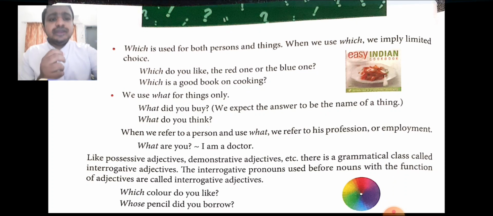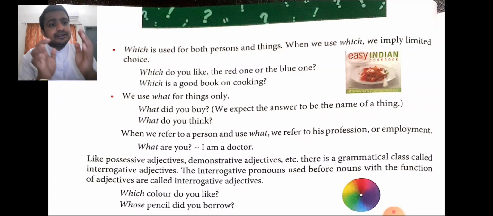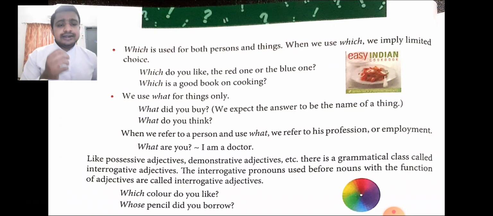Now, like possessive adjectives, demonstrative adjectives, etc., there is a grammatical class called interrogative adjectives. The interrogative pronouns used before nouns with the function of adjectives are called interrogative adjectives. That means these pronouns also can be used as interrogative adjectives. For example, which color do you like, or whose pencil did you borrow? There "which" and "whose" have been used with the function of an adjective, which color or whose pencil.